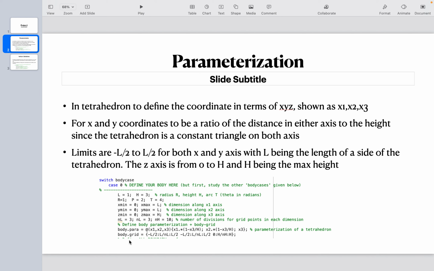This is shown in the parameterization equation that I have here, where x1 can be described as x1 times (1 minus x3, which is the height) over h, which is the max height. Similarly for the y, it's x2 times (1 minus x3, which is the z component) over the height. Importantly, the max height of the tetrahedron is h, while the max length, or the lengths at the base, are L for both the x and the y, with the tetrahedron standing upon the origin, and the z component being on the origin in the x and y.